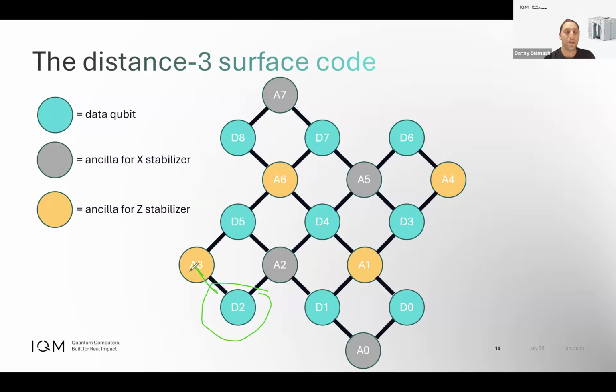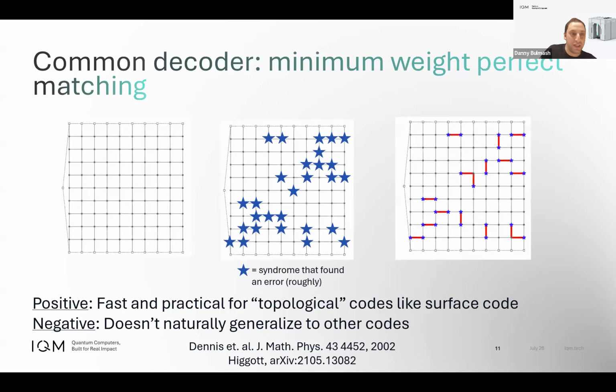a graph of the stabilizers. So there's a little bit of a translation problem where you have to be very careful about how you construct that graph that I showed you earlier for minimum weight perfect matching. But that's an excellent catch by Ron Cohen there.